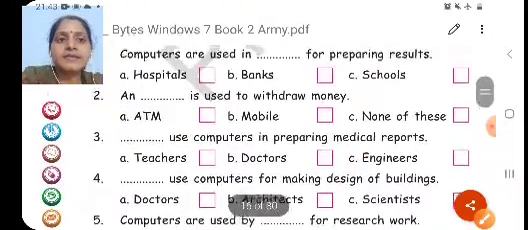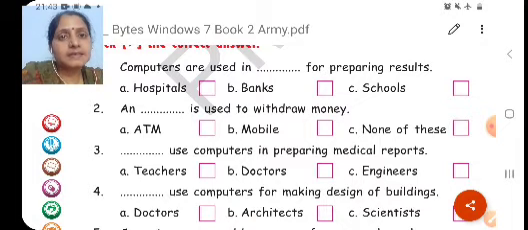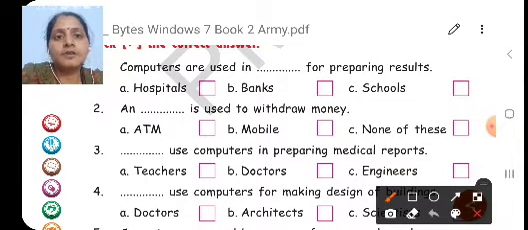Let us revise once again. So here we have 5 questions children. First one is computers are used in dash for preparing results. Computers are used in hospitals for preparing results. So here you will put a tick in front of hospital. And dash is used to withdraw money. As we know children, ATM is used for withdrawing money. So you will put a tick in front of ATM.